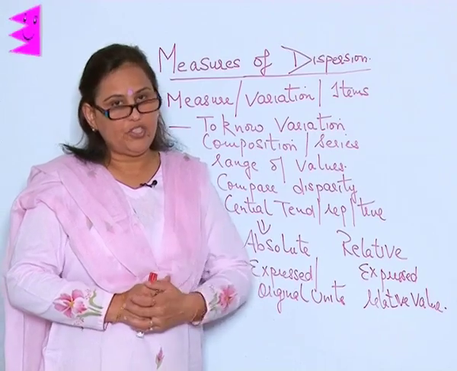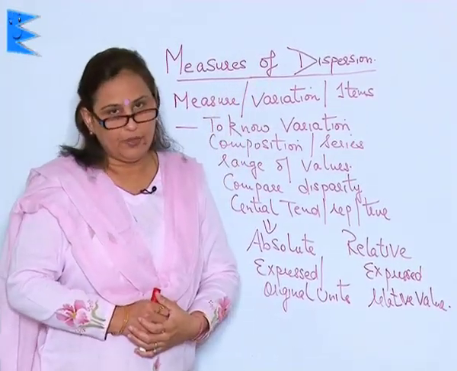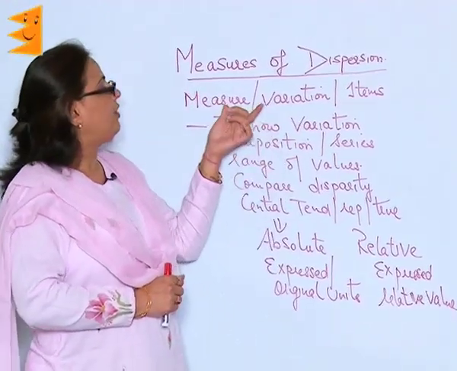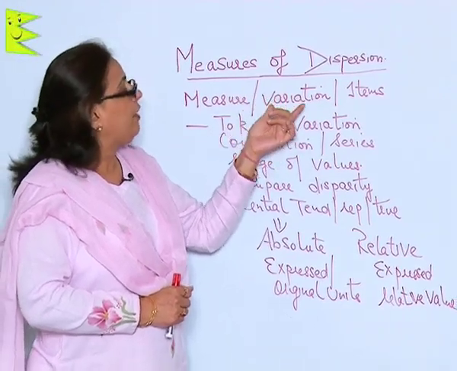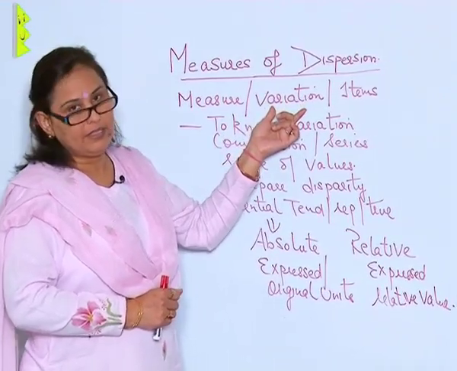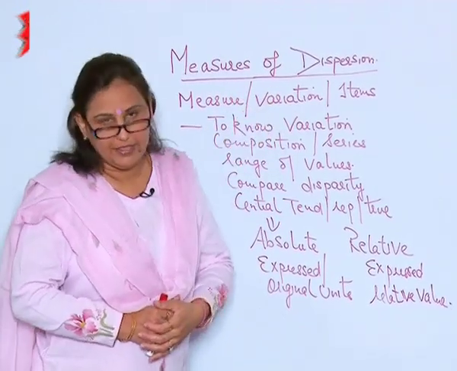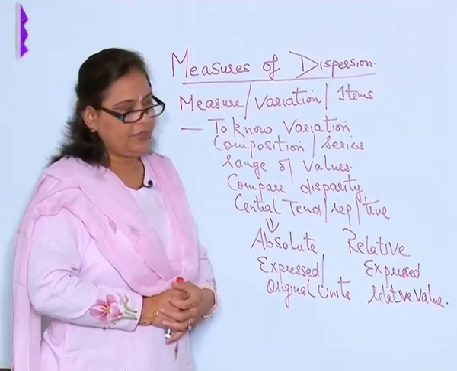Now the first question is, what is a measure of dispersion? The simple answer to this is that a measure of dispersion is a measure of the variation of items, that is, measuring the variation of items is called the measure of dispersion.